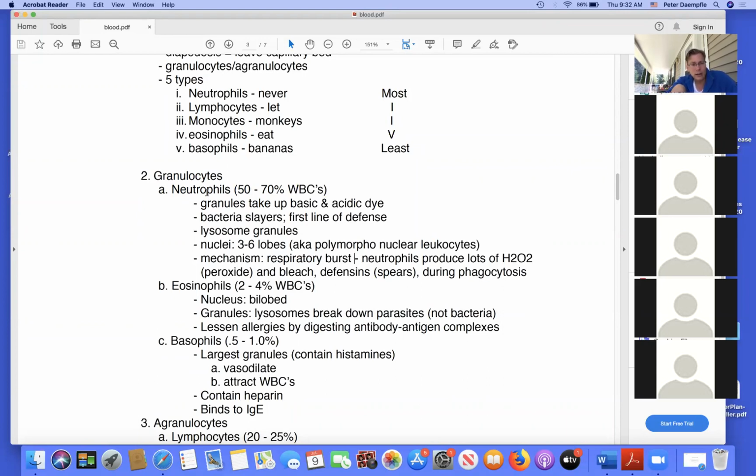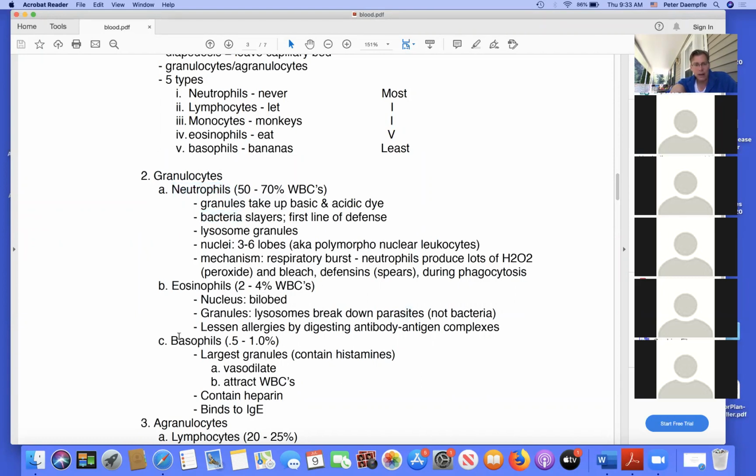So if it ends in "phil," it's filled with granules. That makes it a granulocyte. The eosinophil also has granules. Eosinophils are a weird one. If you get worms, you get eosinophil increases. That's a silly way to put it, but I think you'll remember it. What eosinophils do is attack parasites, not bacteria so much, but like ringworm, fungal infections. If you see a spike in eosinophils in the blood, there's some sort of parasite, malaria. Neutrophils, if you see a spike, it's some sort of bacterial attack because they are the bacteria slayers.